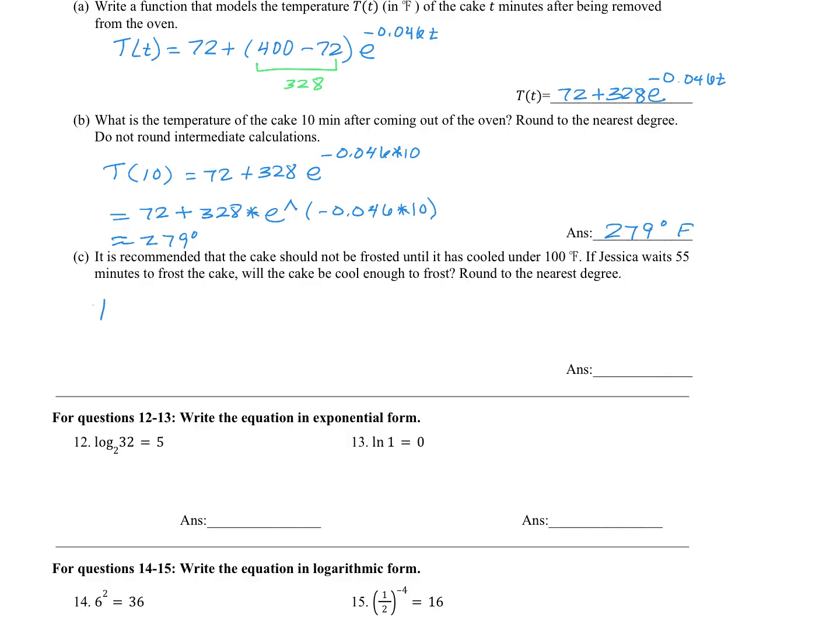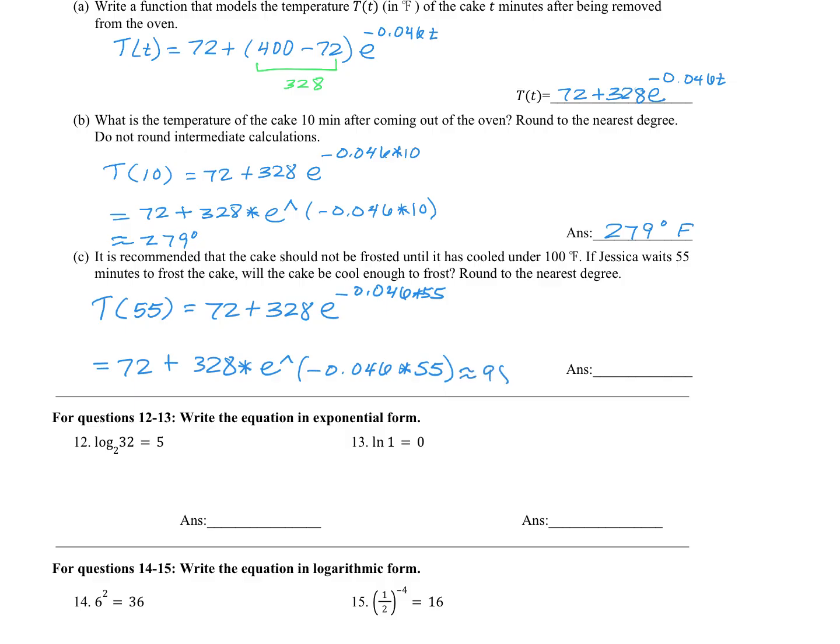So we want to calculate the temperature of the cake after 55 minutes. And it's going to be, again, 72 plus 328 times e to the negative 0.046 times 55. In your calculator, that's just 72 plus 328 times e raised to negative 0.046 times 55. And that works out to be roughly 98 degrees.